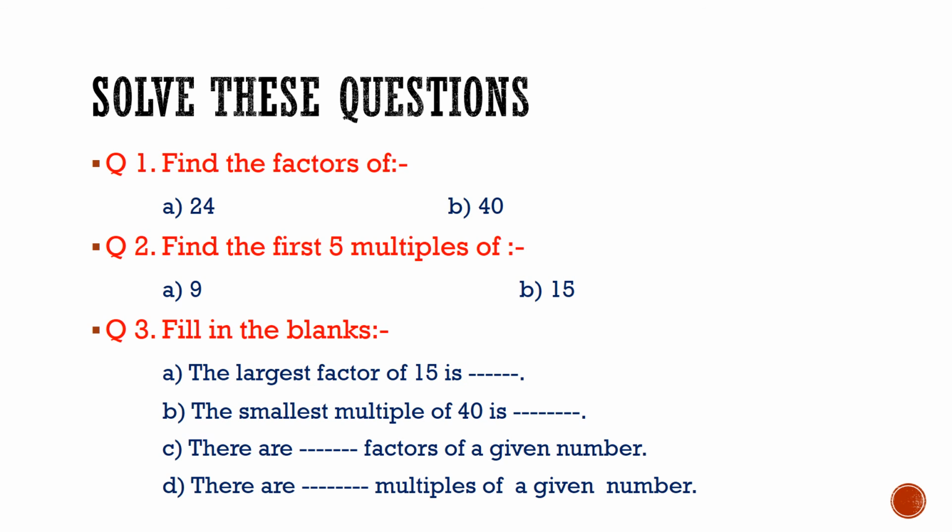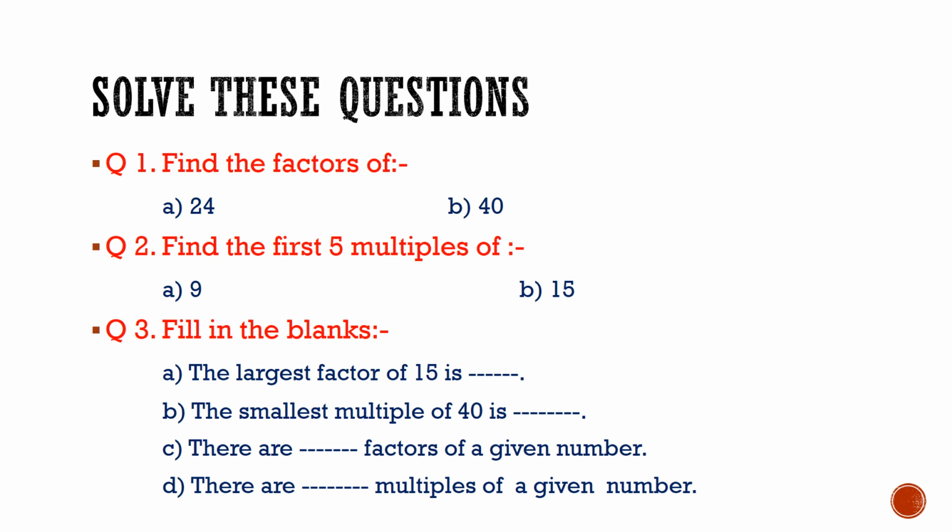And now the second question is find the first 5 multiples of 9. So you have to say the 9 table till 5 and you just get the 5 multiples of 9. And the next question, find the first 5 multiples of 15.